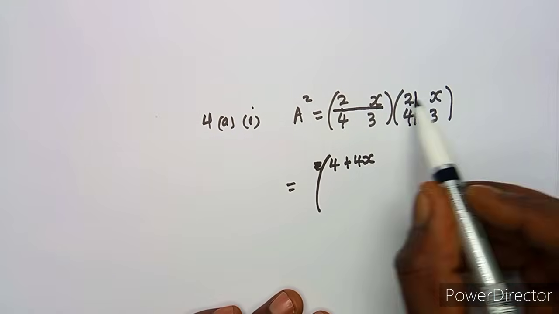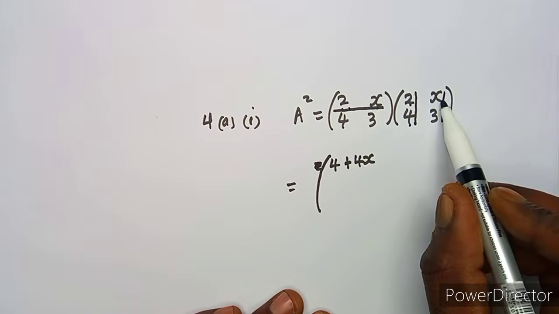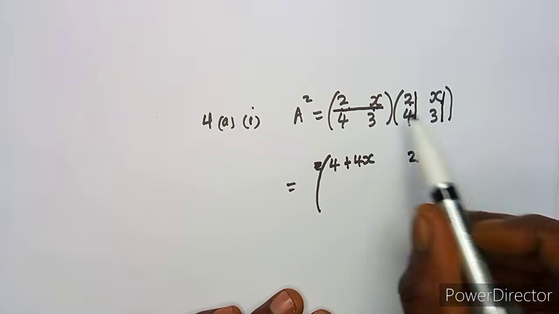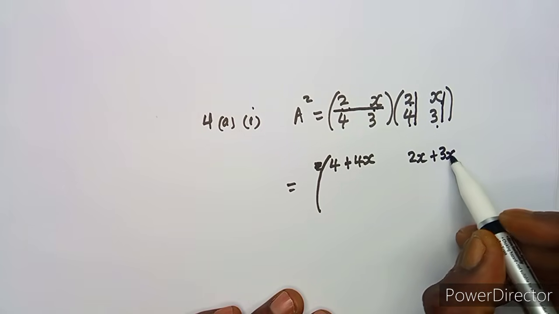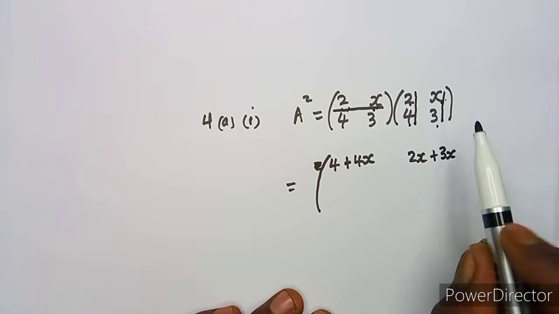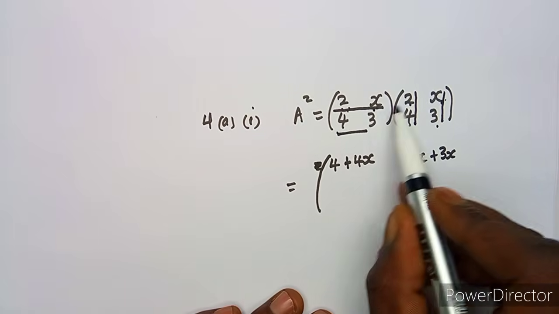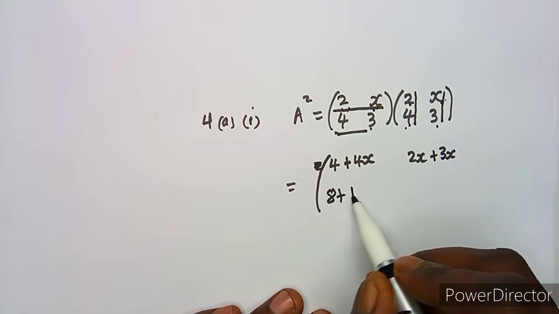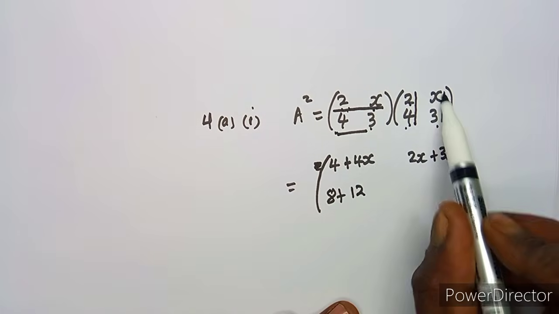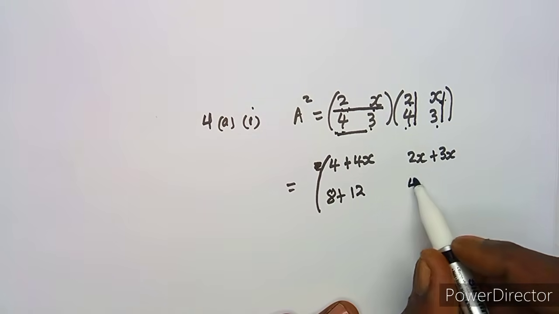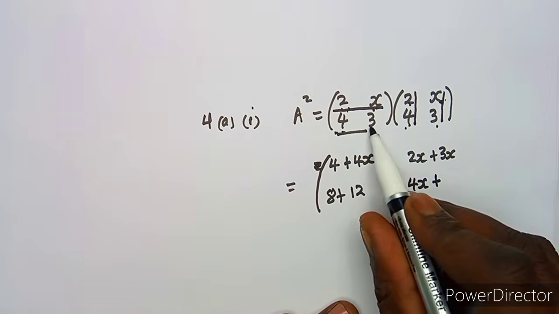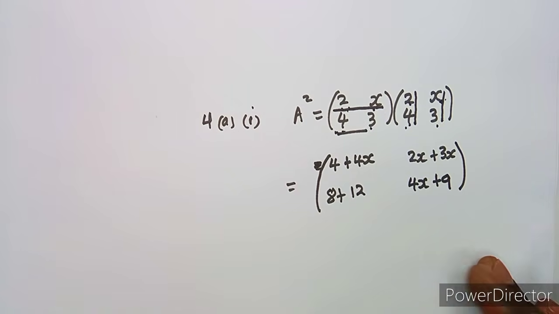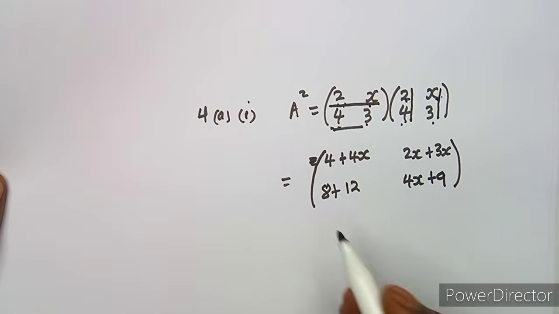We move on to this row, but to this column now. So it's 2 and x, which is 2x. Then we've got x and 3, which is going to give us 3x. We are multiplying 2 times x, 2x. Then this row in this column, row by column, guys, 4 by 2, which is 8, plus 3 by 4, which is 12. You are done. Then you move on to the last column, which is 4 and x, that is 4x, plus 3 times 3, which is going to give us 9 in this case. So this is our matrix that you're going to have.